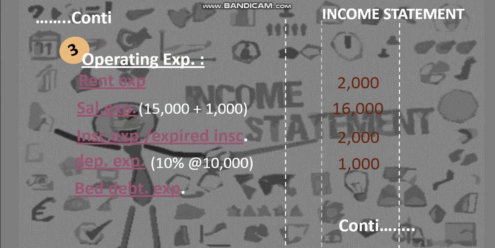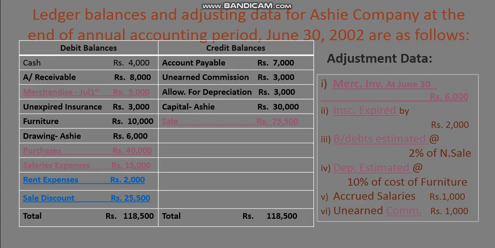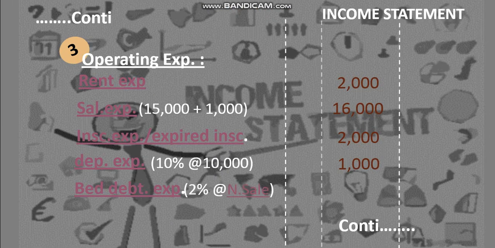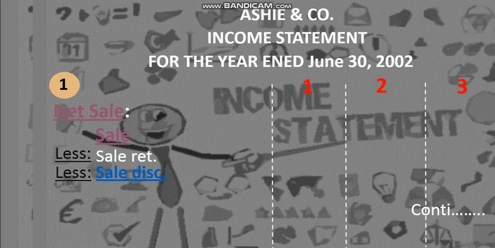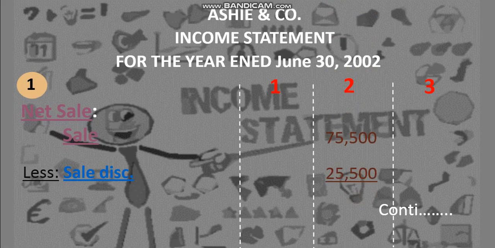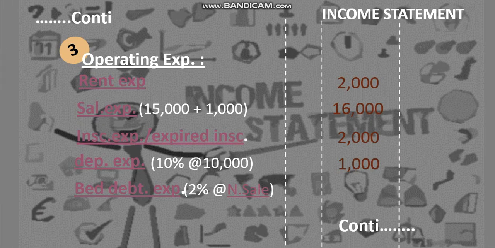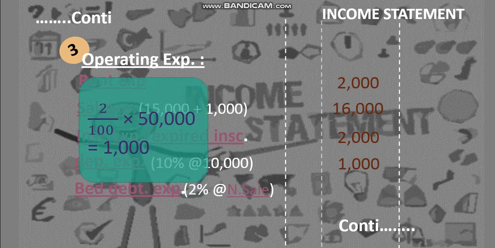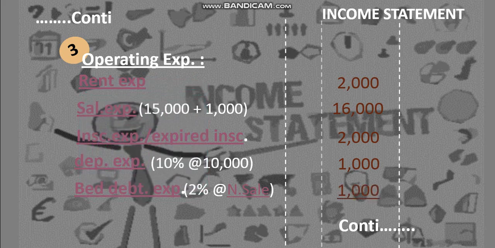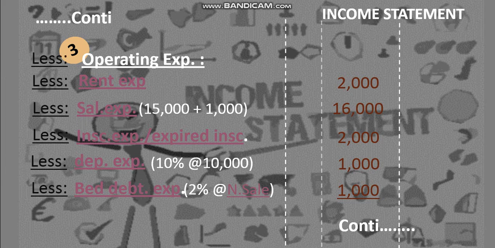Bad debt expense. Again, we can find the bad debt expense in the adjustment data, that is 2% of net sale. And we already found the net sale in the first component, that is 50,000. So 2 upon 100 multiplied by 50,000 is 1,000. So bad debt expense is 1,000. All these expenses will be subtracted, and they are enclosed in brackets. The sum of it is 22,000, which is enclosed in the bracket.